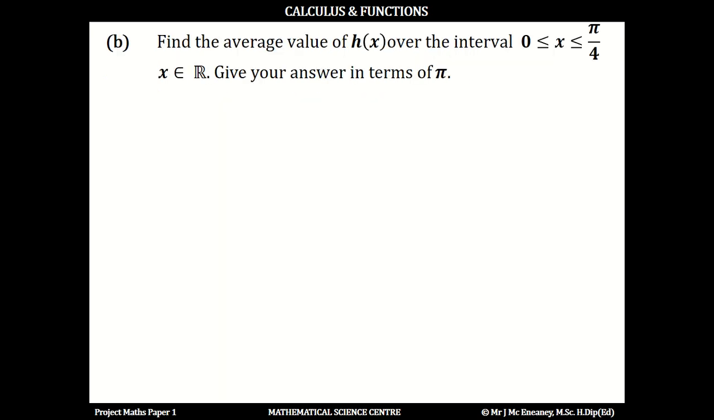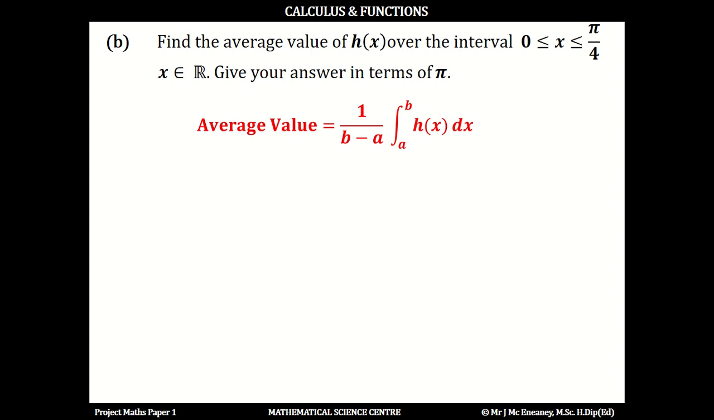Part B then, find the average value of h of x over the interval 0 less than or equal to x less than or equal to pi over 4, x is an element of the real numbers, and we want to leave the answer in terms of pi. So to get the average value of a function, we're going to integrate. So the average value equals 1 over b minus a times the integral from a to b of, in this case, your function h of x dx.